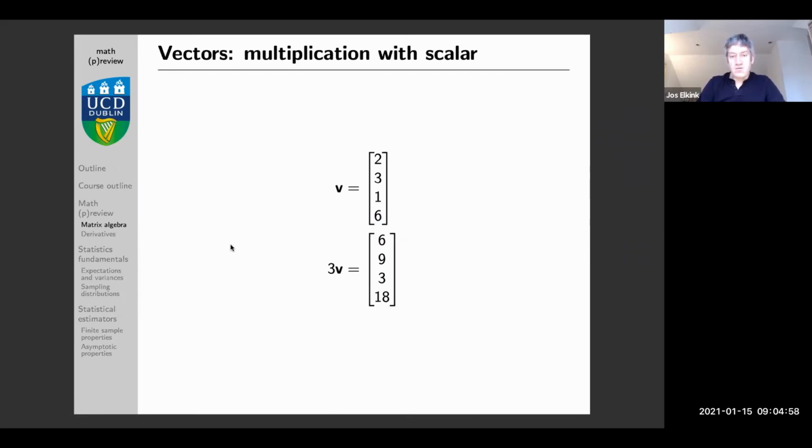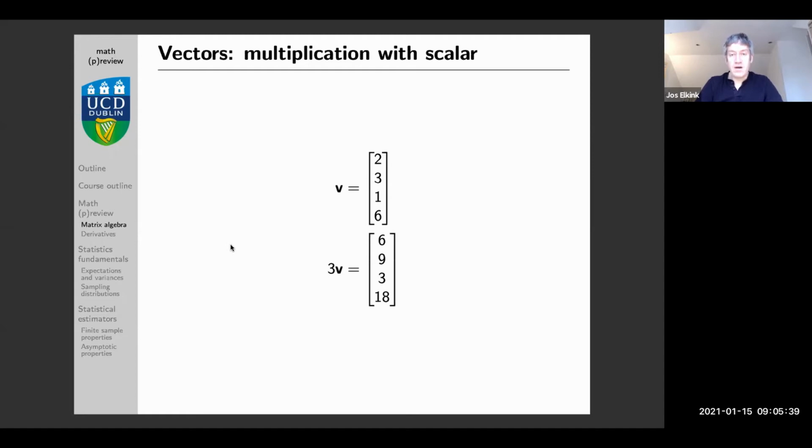We can also multiply vectors with scalars. A scalar is just a number, not a vector or matrix. So you have normally never thought about scalars because you always think in terms of numbers when you think about math. But now we have vectors and matrices as well. So now we need to distinguish them. And if we just have a number that is not a vector or matrix, then we call it a scalar. And so when we have a vector V with these 4 elements, 2, 3, 1, and 6, and we multiply this vector with a number, for example, 3, then every element is multiplied by that number. So 3 times 2 is 6, 3 times 3 is 9, 3 times 1 is 3, 3 times 6 is 18.